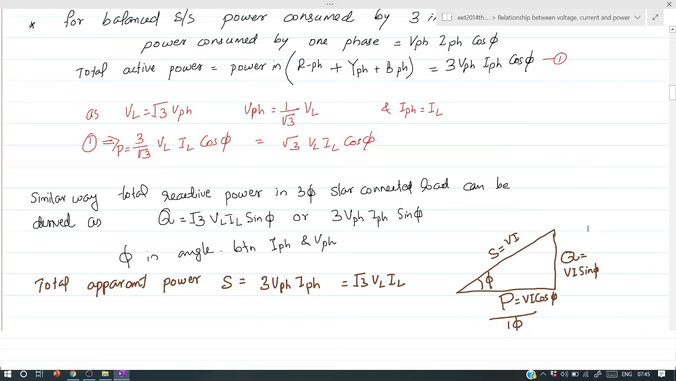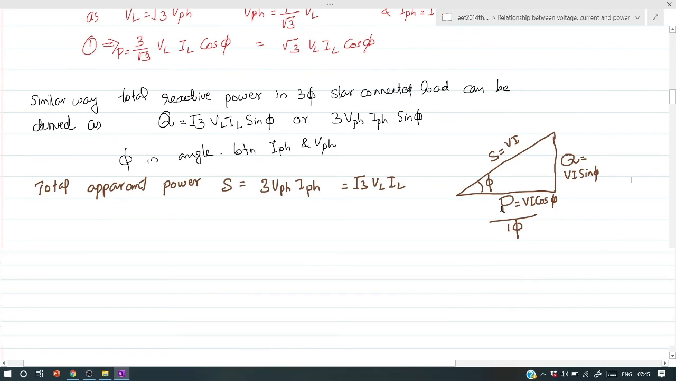This triangle represents power triangle corresponding to single phase system. This is active power, this is reactive power, and this is apparent power. Real power is equal to VI cos phi and reactive power is equal to VI sin phi and apparent power is equal to VI. So when we are considering these in three-phase system, this P becomes 3 V phase I phase cos phi and Q becomes 3 V phase I phase sin phi, and this apparent power becomes 3 V phase I phase.